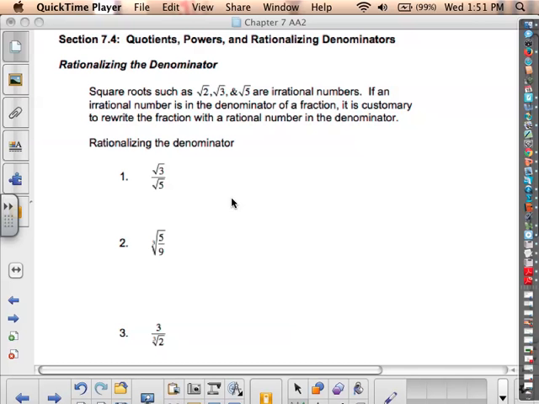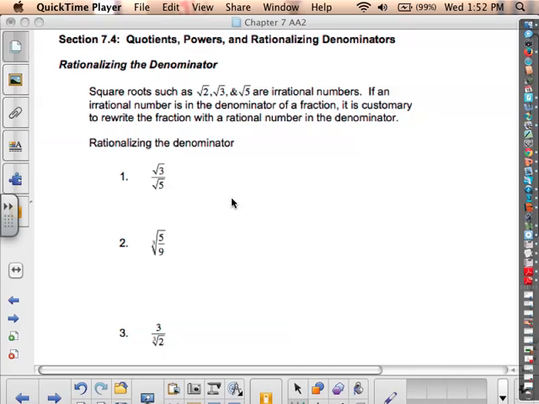Okay, let's take a look at section 7.4, quotients, powers, and rationalizing the denominator. When you have square roots, such as the square root of 2, square root of 3, square root of 5, they are irrational numbers. If an irrational number is in the denominator of a fraction, it's customary to rewrite the fraction with a rational number in the denominator. So that means that you will not have a radical in the denominator, and that's called rationalizing the denominator.